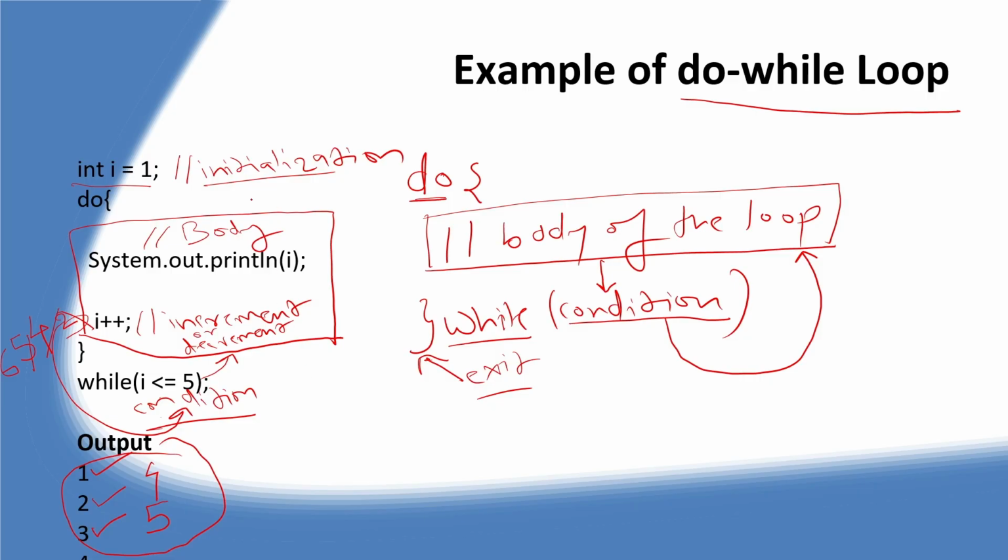So the three components, initialization, condition, and increment or decrement, are always present in the for, while, and do-while loops. Only the place is changed. If we are able to catch these things, you will feel that the do-while loop, or any loop, is easy to understand.